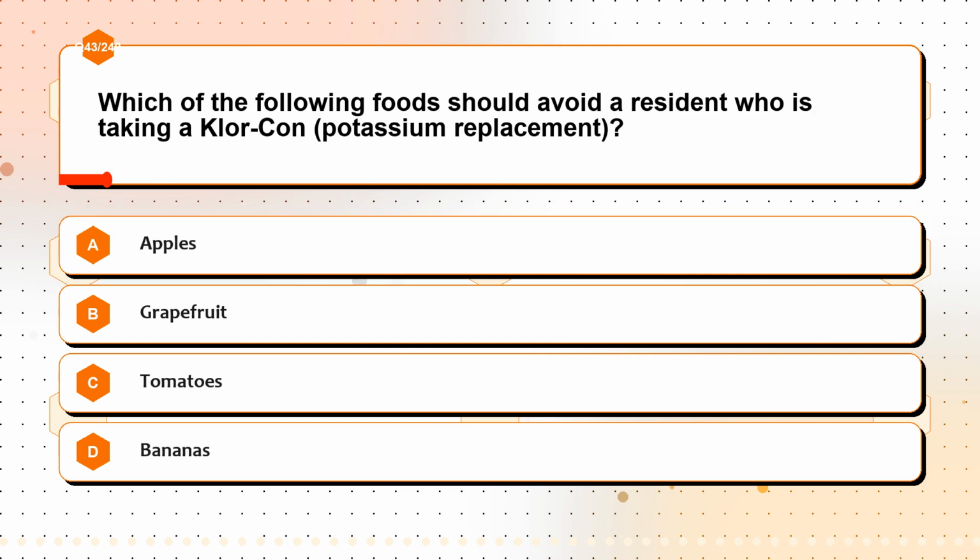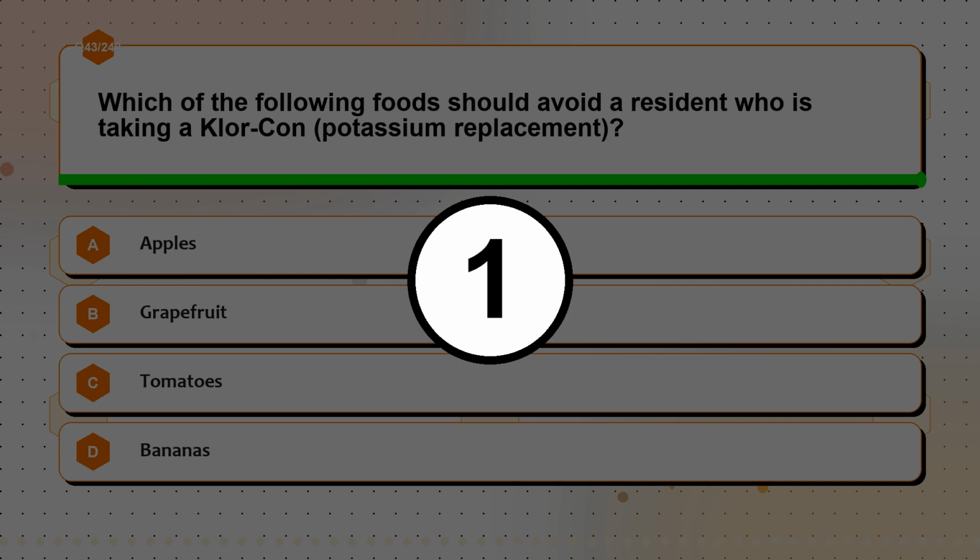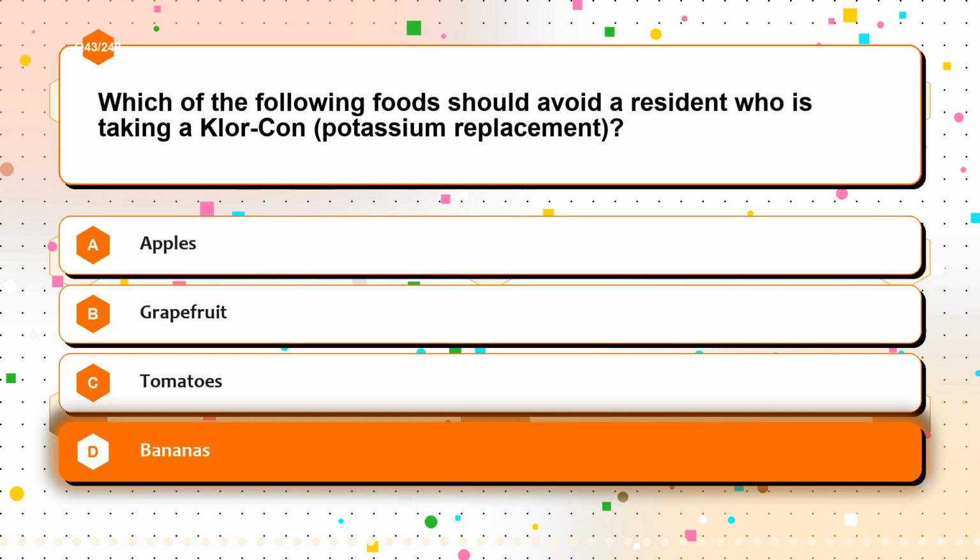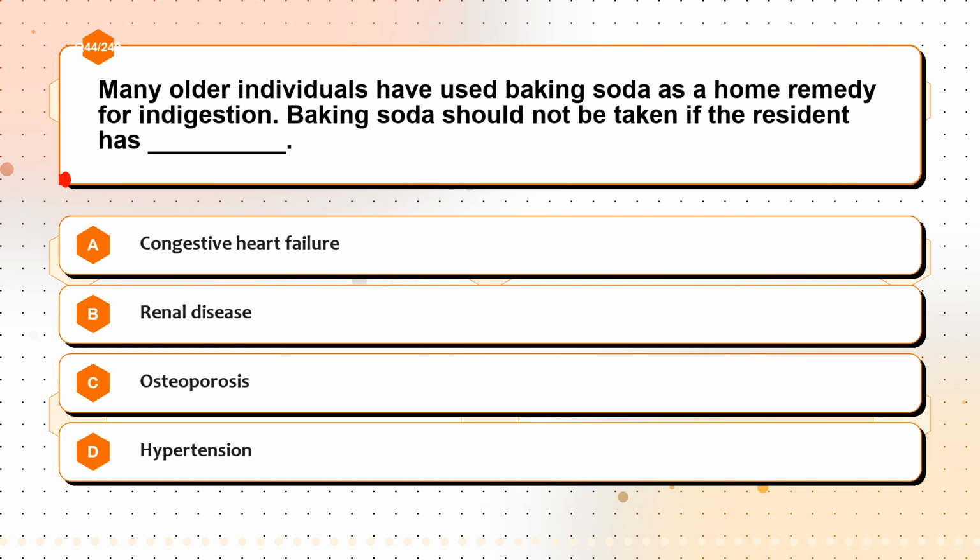Question 43. Which of the following foods should a resident avoid who is taking a potassium replacement? Here are the options. Option A. Apples. Option B. Grapefruit. Option C. Tomatoes. Option D. Bananas. The correct answer is option D. Bananas.